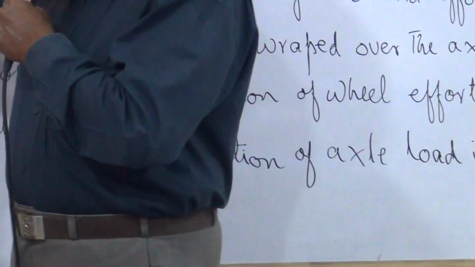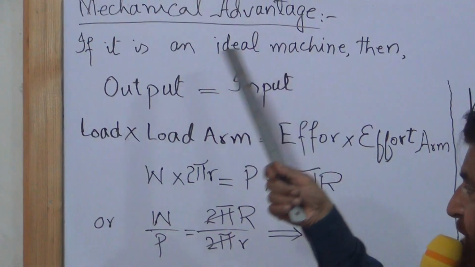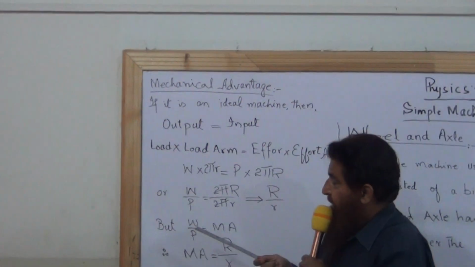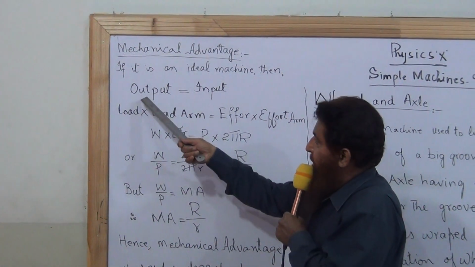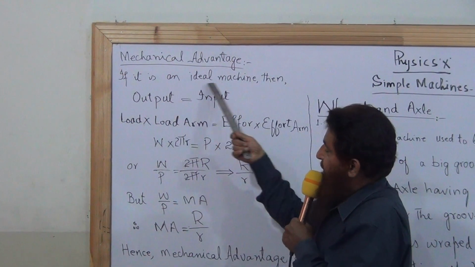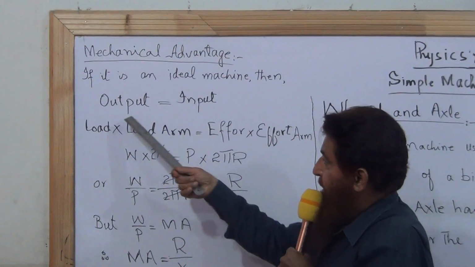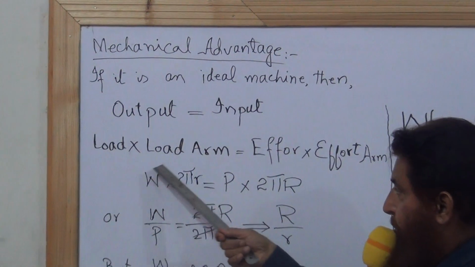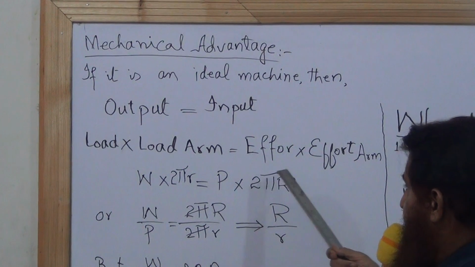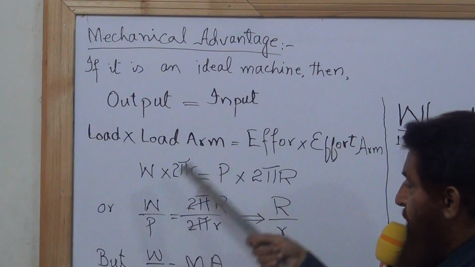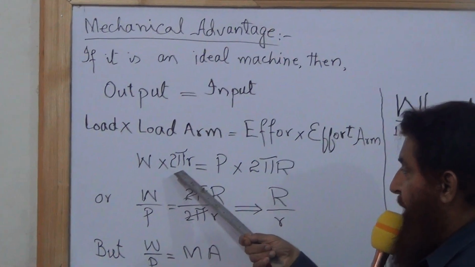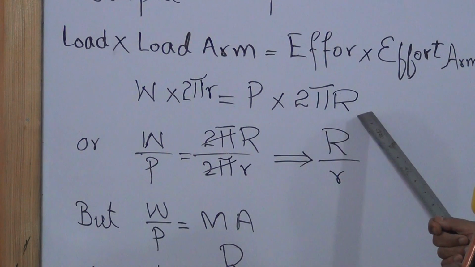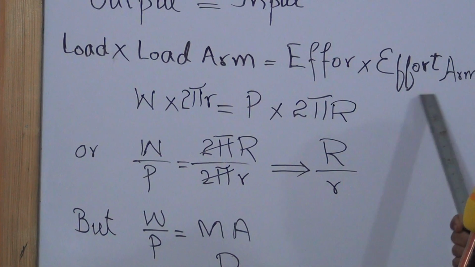Now come to the mechanical advantage of wheel and axle. If it is an ideal machine, and all the machines we consider ideal machines where there are no heat losses or energy losses, then output is equal to input. So load multiplied by load arm is output, and effort multiplied by effort arm is input. W is load and 2 pi small r is load arm. P is effort and 2 pi capital R is effort arm.